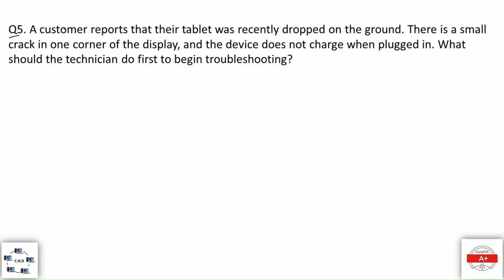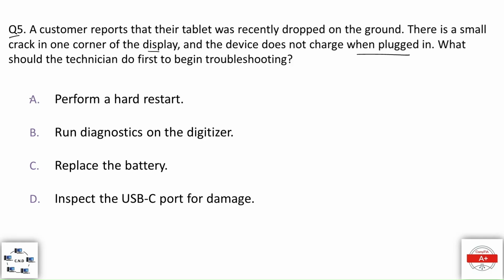Question number 5. A customer reports that their tablet was recently dropped on the ground. There is a small crack in one corner of the display and the device does not charge when plugged in. What should the technician do first to begin troubleshooting? And the options are option A, perform a hard restart. Option B, run diagnostics on the digitizer. Option C, replace the battery. And option D, inspect the USB port for damage.